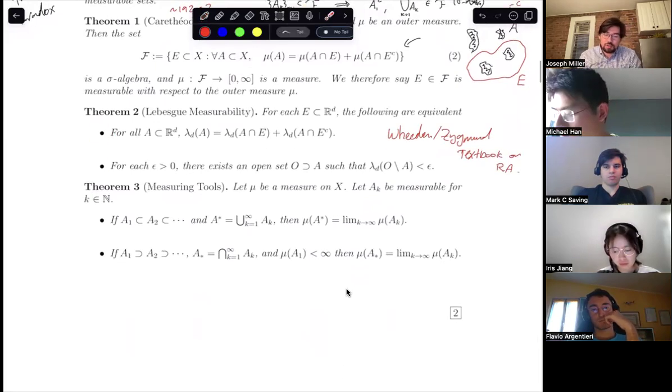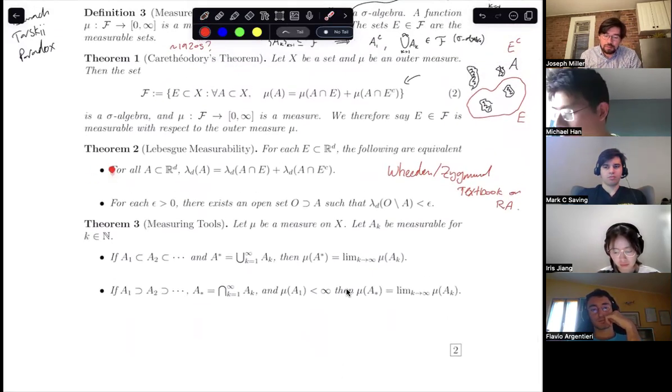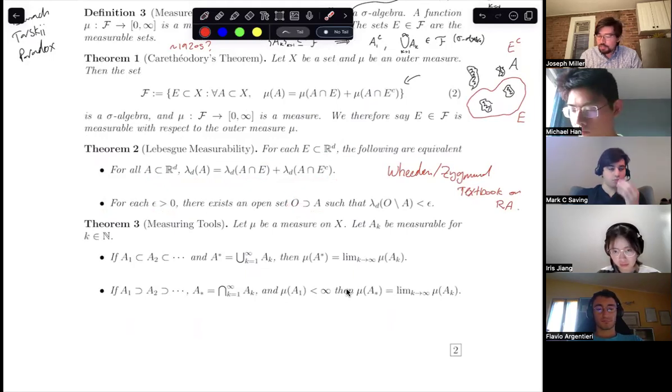The condition, like you saw from Carathéodory's theorem, is that for all A, I split across E, right? So for each E in R^d, either I split across all sets, or I have this topological condition, which says for every epsilon positive, I can find an open set containing A such that the measure of the difference is small.